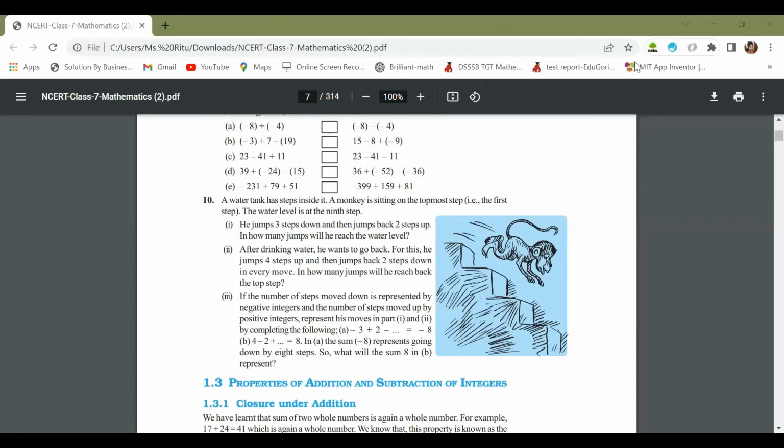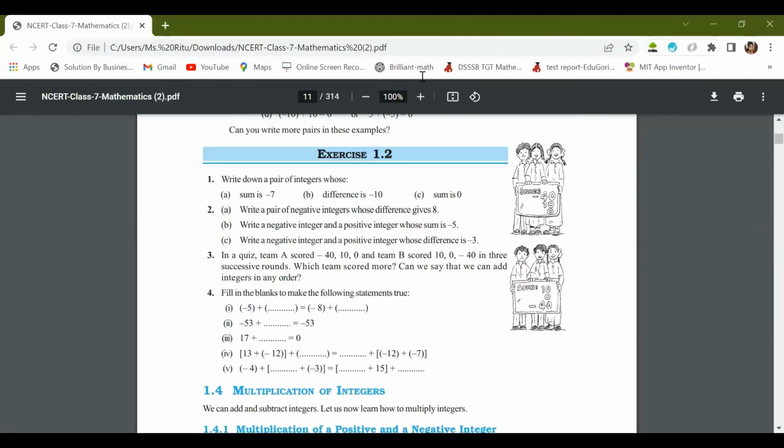So this was about exercise 1.1. I hope this is clear. Let's switch to exercise 1.2 now. Exercise 1.2.